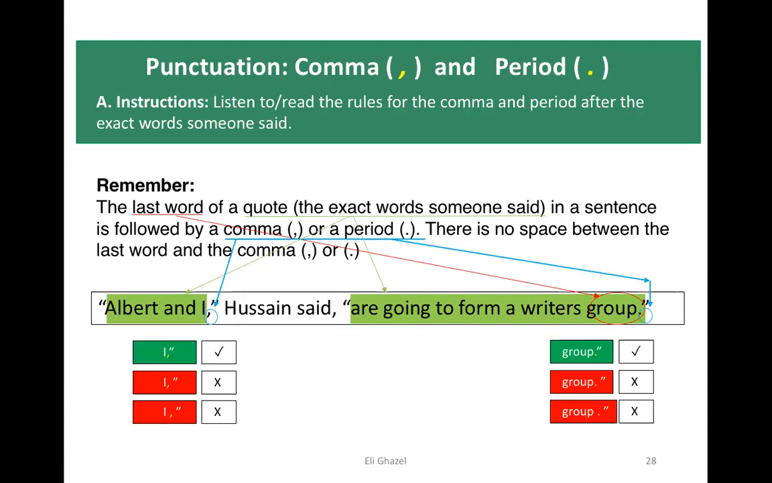And remember, when we split a quotation into two parts with a speaker or a reporter in the middle, you follow the first part with a comma. So Albert and I, comma, quotation mark. Not I, comma, space, quotation mark. Neither I, space, comma, quotation mark. Now at the end of the sentence, because it ended, we need to put a period. So the correct way to do it is group, period, quotation mark. Not group, period, space, quotation mark, and not group, space, period, space, quotation mark.